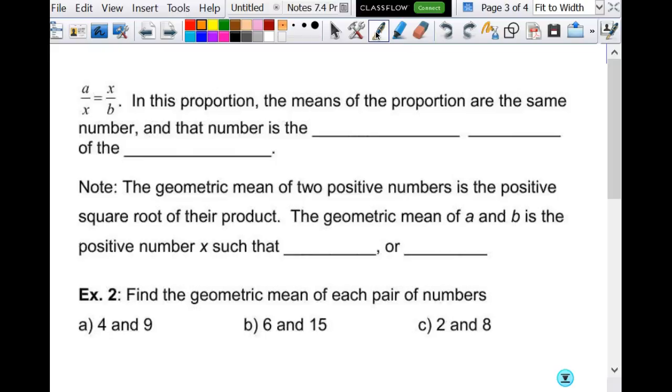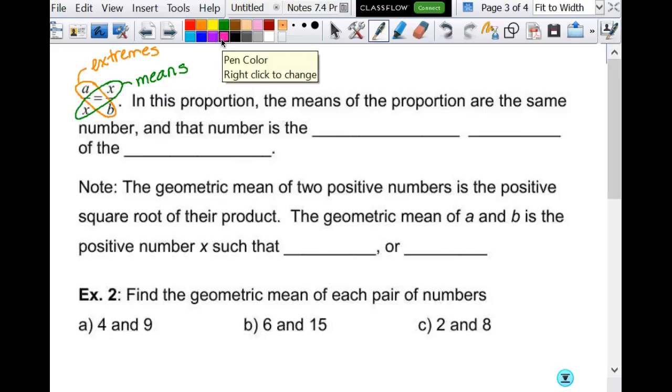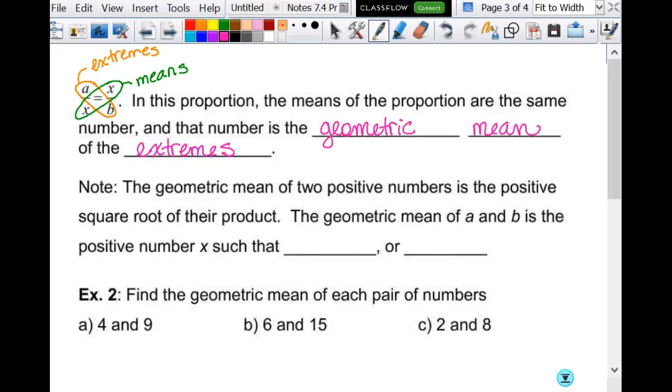So the top of the first one and the bottom of the second one, these are your extremes. And then these two, these are your means. Right? And it says, in this proportion, the means of the proportion are the same number, and that number is the geometric mean of the extremes. Okay, the geometric mean of the extremes.